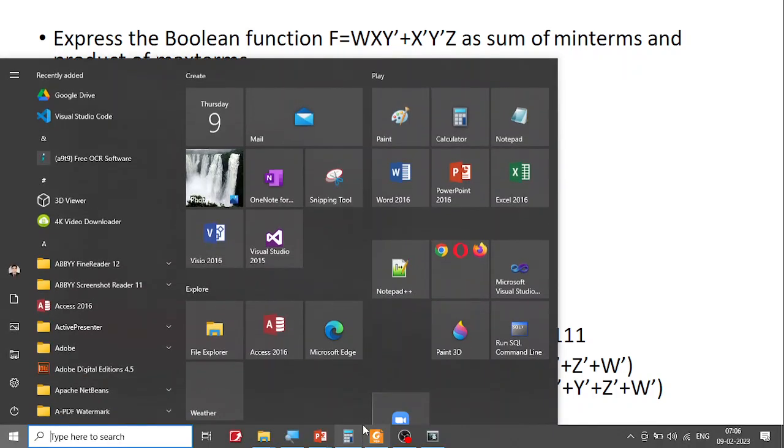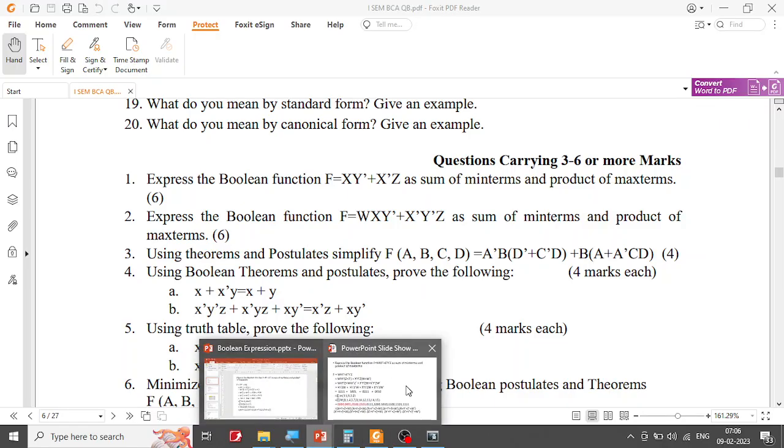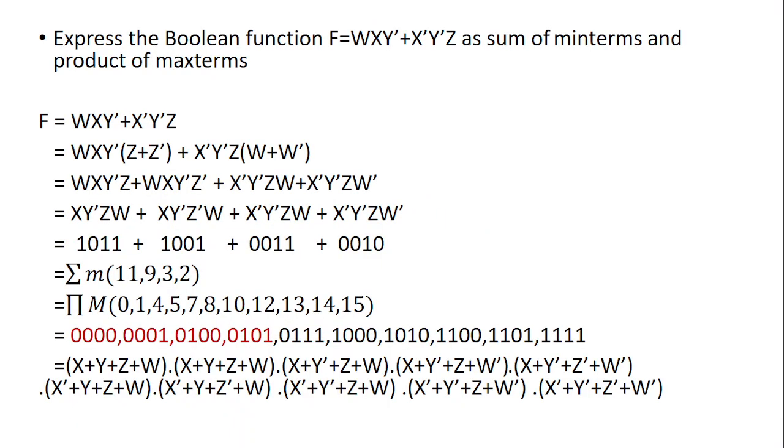The second problem given here is again the same x, y, z and so on. I quickly shift to the PowerPoint. What are the things there? First thing, you have to understand how many variables there are. In this case you have x, y, z, w. 4 variables are there. So how many possibilities are there?